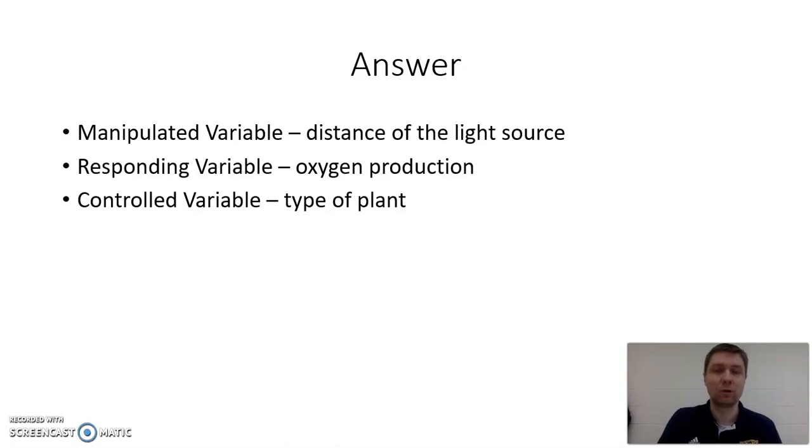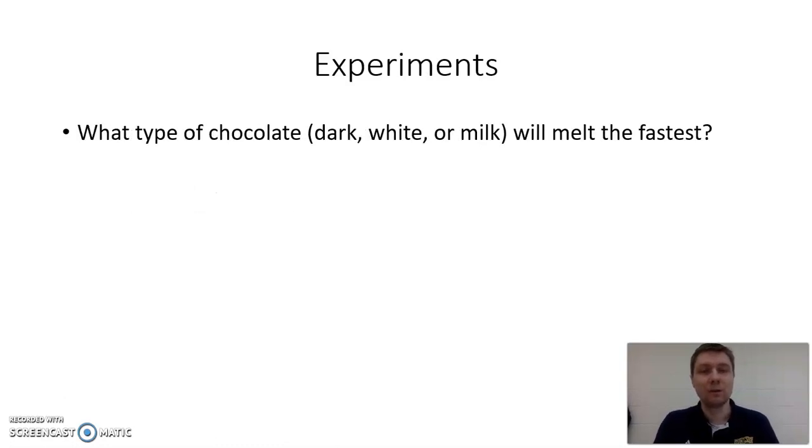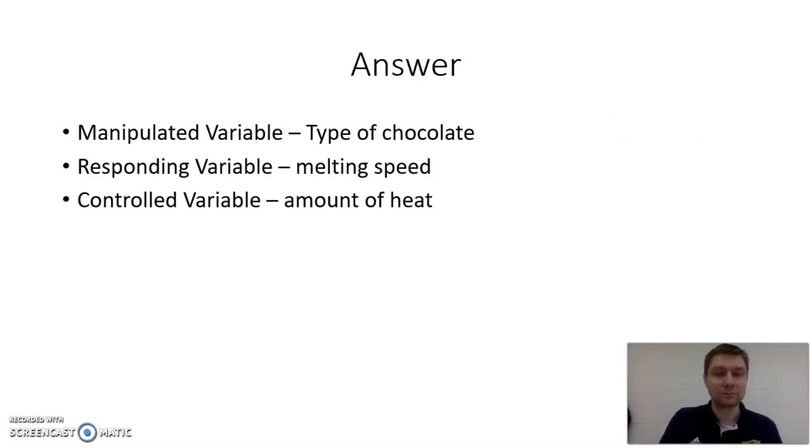So let's take a look at one more example. The last one says, what type of chocolate, dark, white, or milk, will melt the fastest? So again, pause the video, write down your answers, and then come back. Okay, so here are the answers. First is the manipulated variable. This is obviously going to be the type of chocolate: white chocolate, milk chocolate, or dark chocolate. The responding variable is going to be how long it takes for those pieces of chocolate to melt.